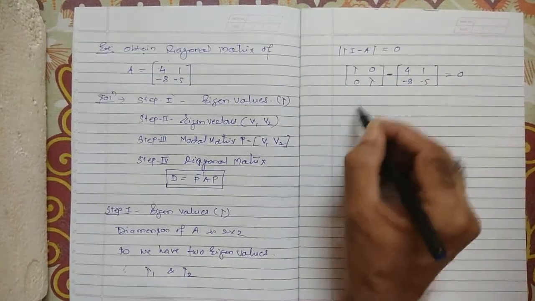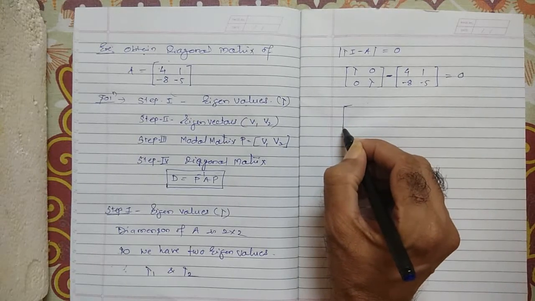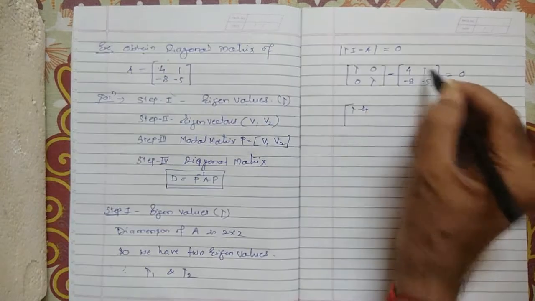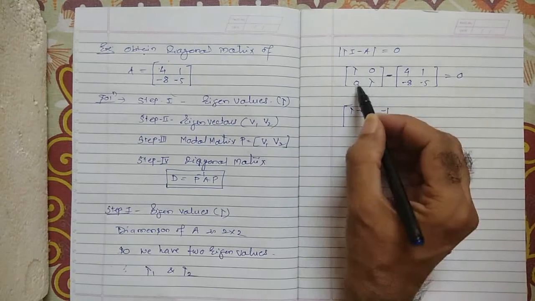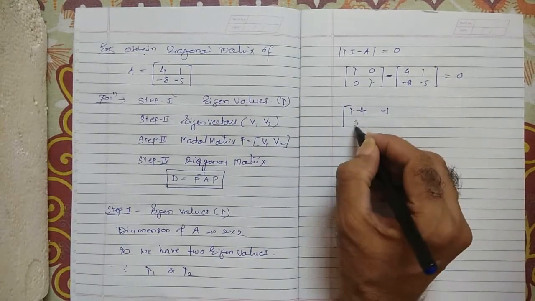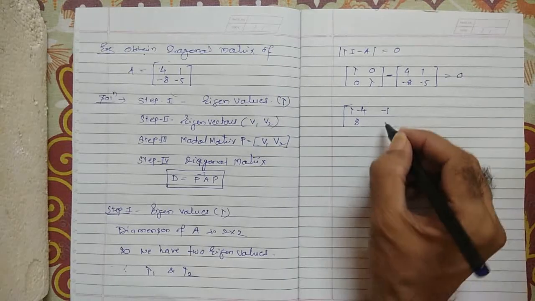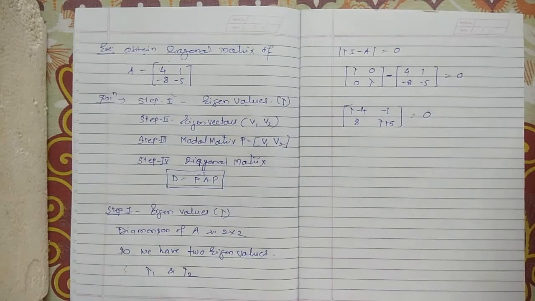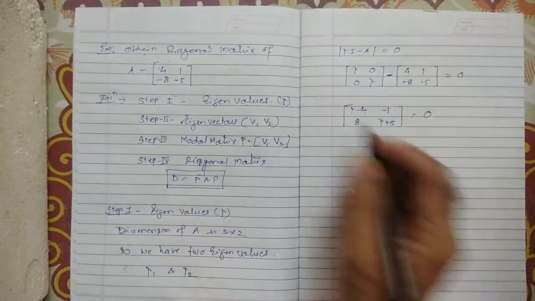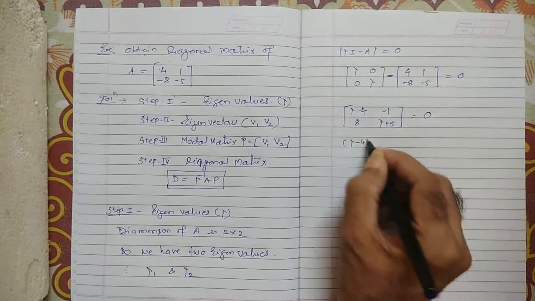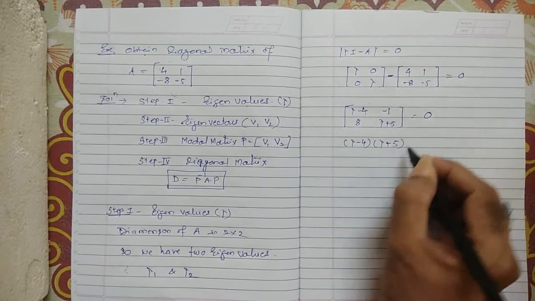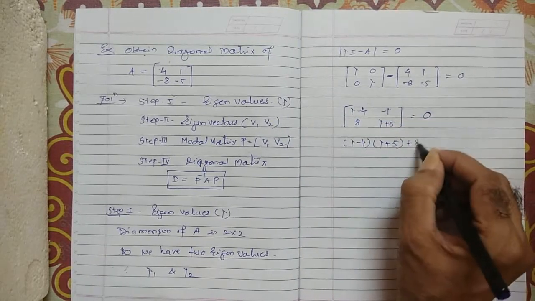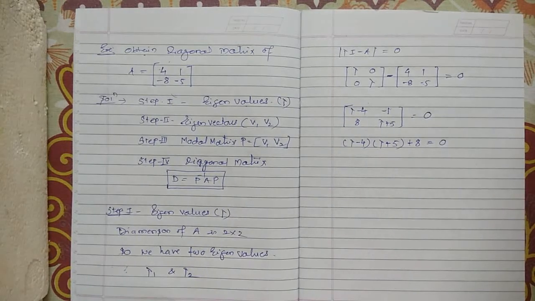So now we will perform the subtraction. This is lambda minus 4, and 0 minus 1, that is minus 1. And this is 0 minus 8, that means it is 8. And this is lambda minus minus 5, that means it is lambda plus 5. It equals 0. Now we will solve this one. We get (lambda minus 4) multiplied by (lambda plus 5), and 8 into minus 1, that is minus 8, so minus minus 8 becomes plus 8, equals 0.